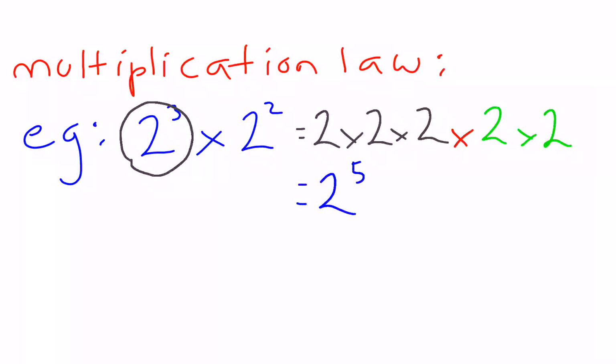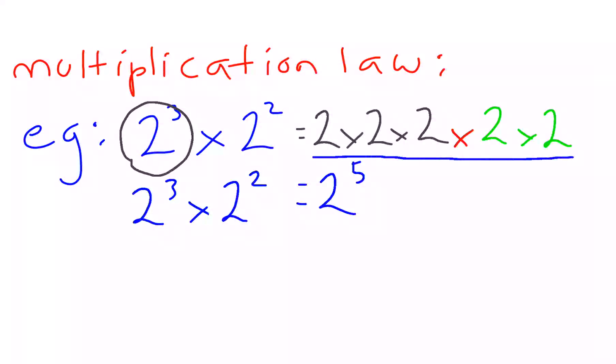What this does is it finds us a shortcut, because we can see that our original question, 2 cubed times 2 squared, gives us that answer if we just add the indices. And so we know this shortcut exists, so we don't need to show this line of working. That line of working is useful if you forget how the index laws work. It will always help you find the right answer.